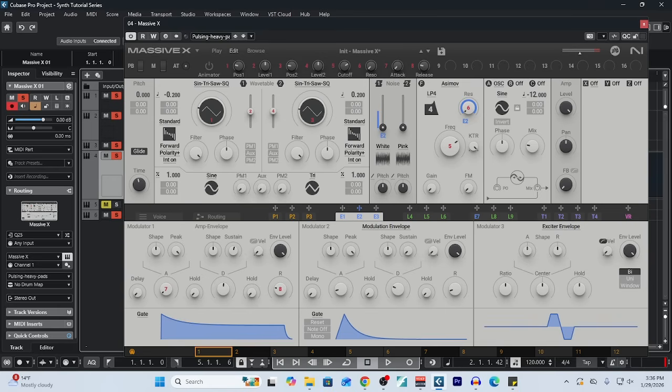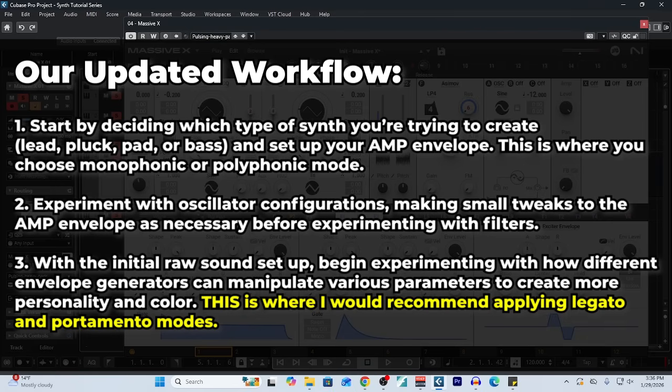Now, before we end this video, we do need to take a moment to address how this step can fit into your general workflow. First, I would start by deciding which type of synth I'm trying to create. In this case, a lead, pluck, pad, or bass. Then I would select an initial oscillator to use as a reference for setting up my amp envelope. This is where I would also decide to set up my synth as being monophonic or polyphonic. Once all that's set up, I would experiment with my oscillator configuration, making small tweaks to my amp envelope as necessary before experimenting with filters.